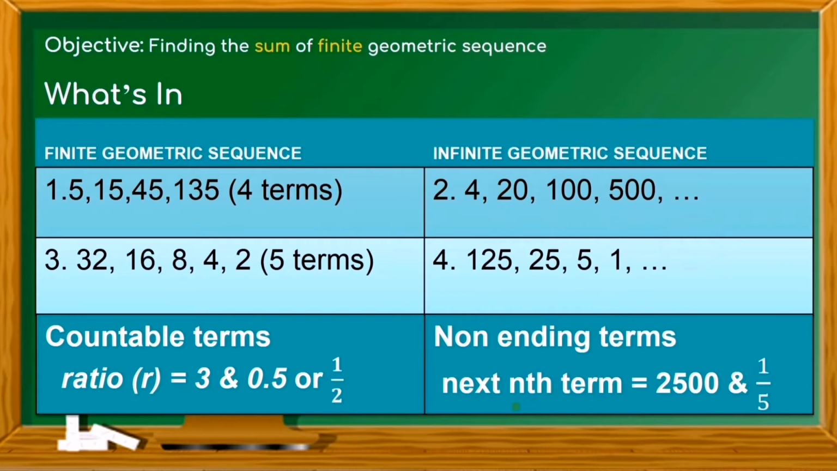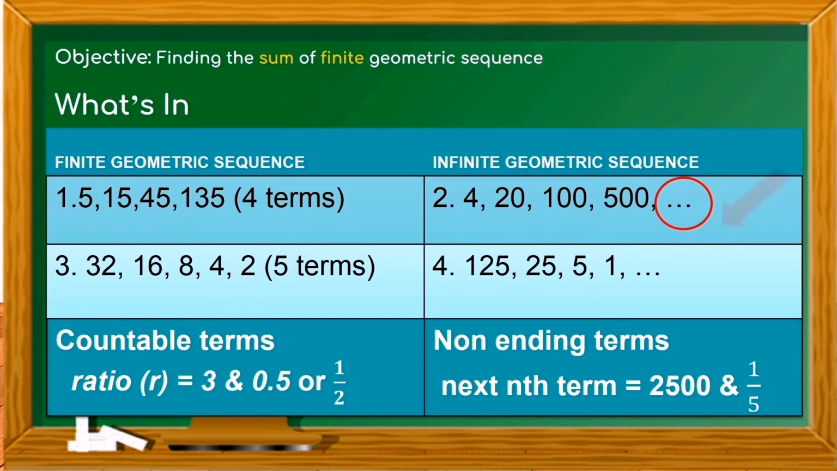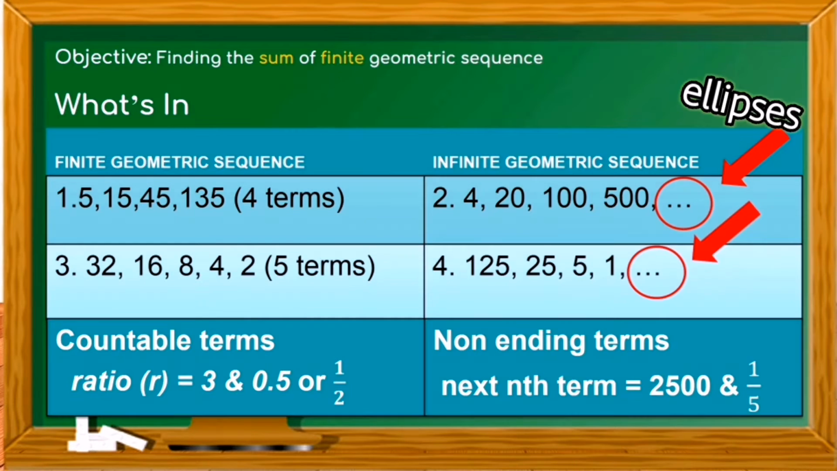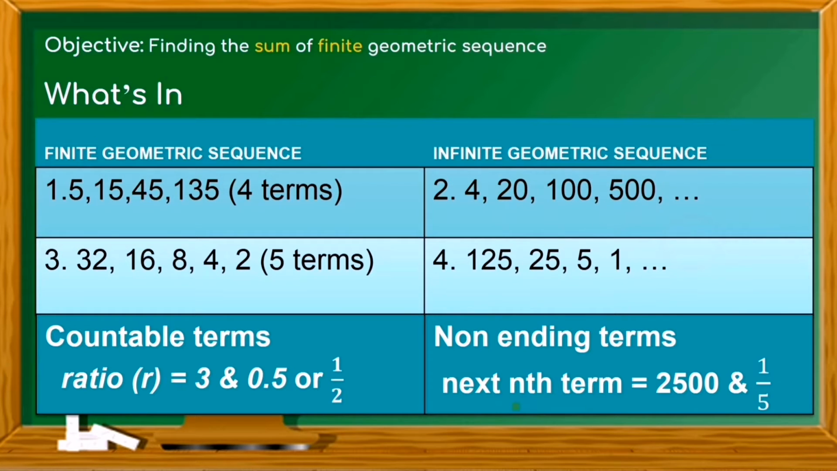The remaining numbers, number 2 and number 4, belong to infinite geometric sequences. You can easily identify them by this ellipsis. In number 2, the next term of 4, 20, 100, 500 is, yes, 2,500. In number 4, the next term of 125, 25, 5, 1 is, yes, 1/5. That's correct.